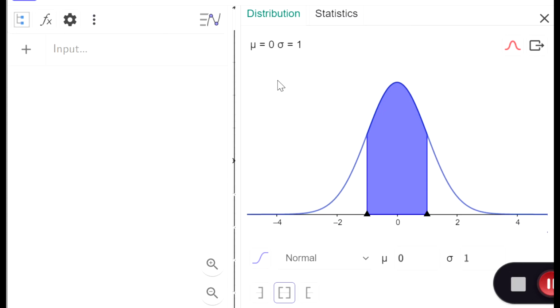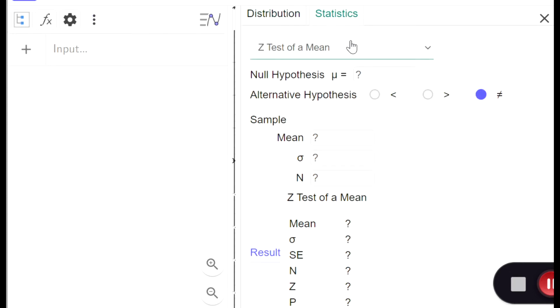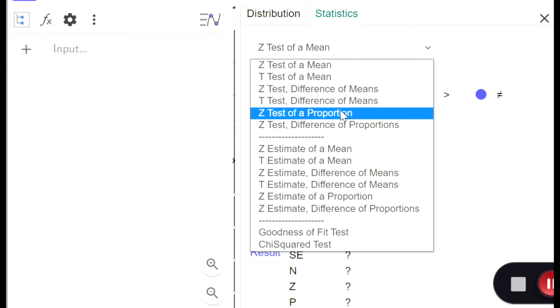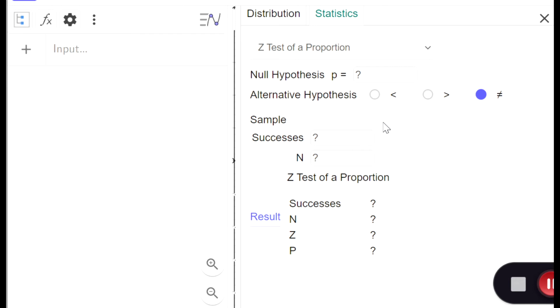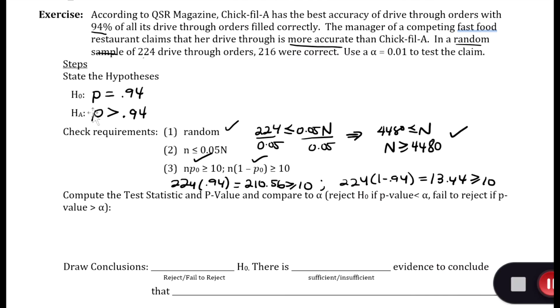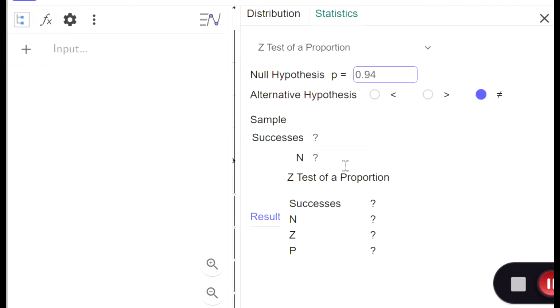We come to statistics, and our criteria said that we could do a z-test of a proportion, so we go down to there, and then we fill in these areas. My null was that p was equal to 94%. My alternative was that p was greater than 94%. So on GeoGebra, we choose the greater inequality.